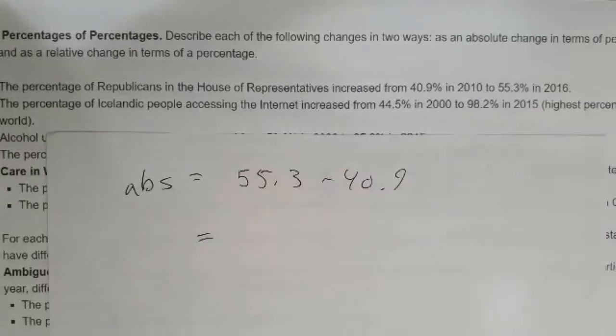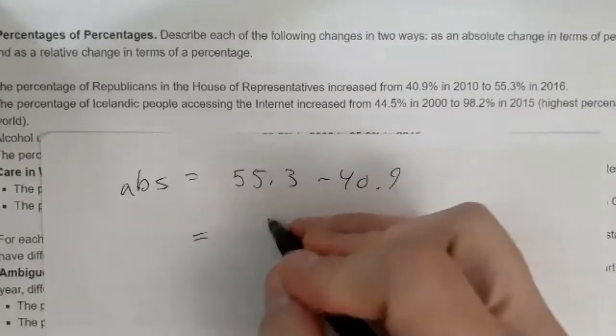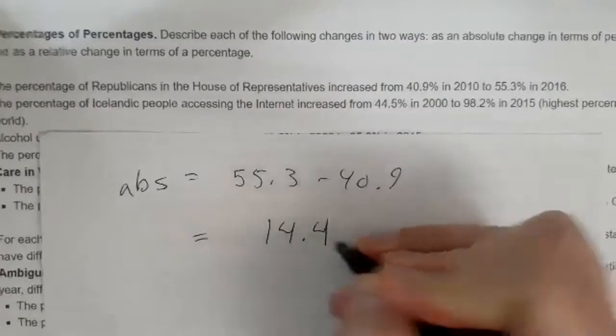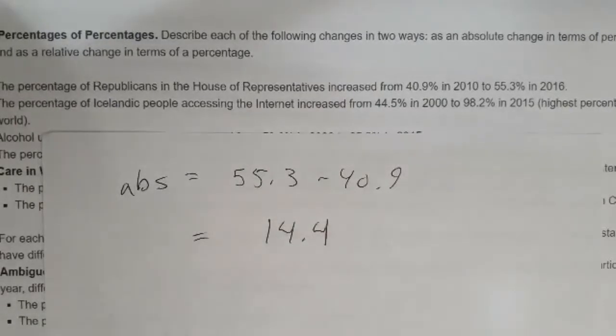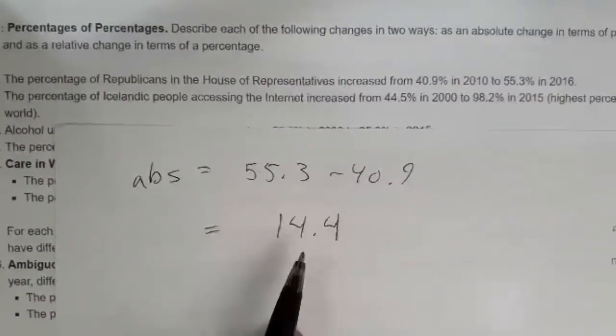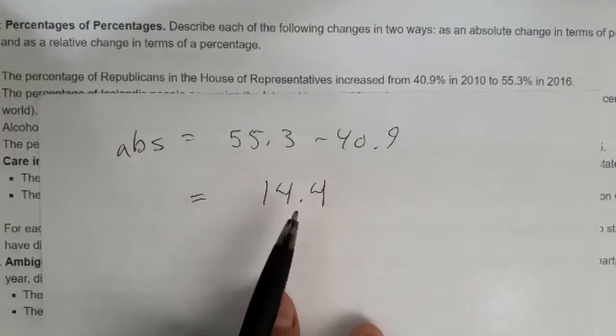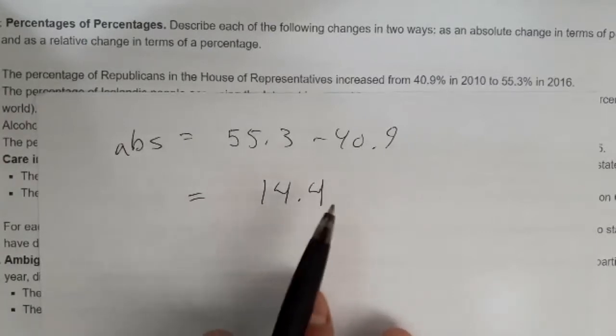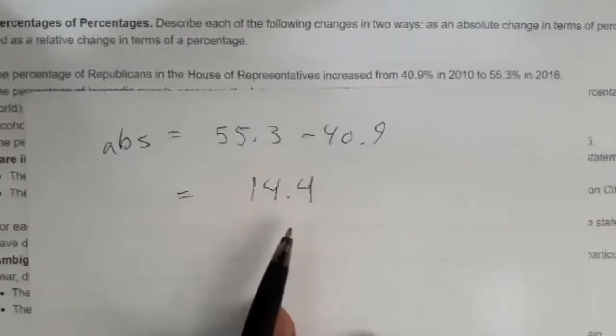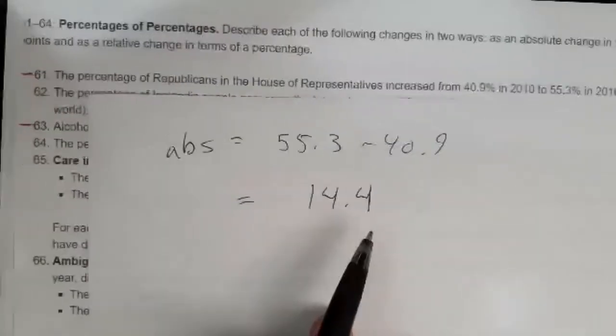And so I'm doing this, let me do it. 55.3 minus 40.9. I'm getting something like 14.4. And this is probably the important thing to talk about when we're talking about percentages and percentages of percentages. What number is that again? This is 61. I missed that. So what words should I put after this 14.4? And they kind of tell you right there in the thing, percentage.